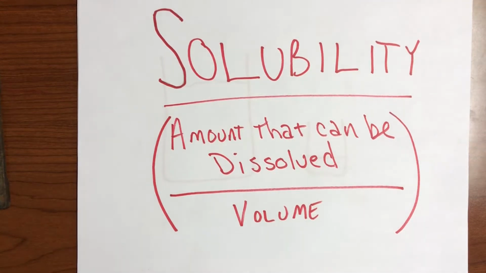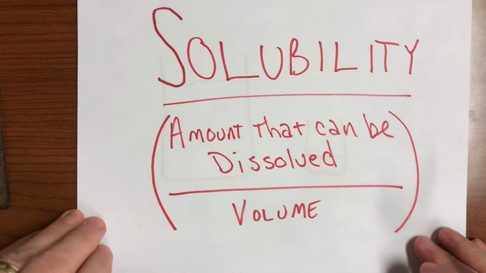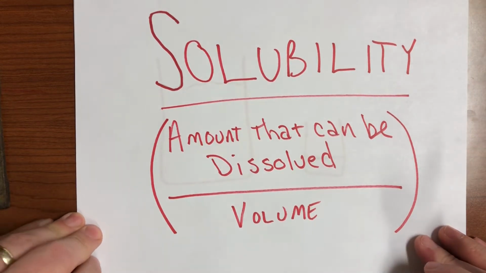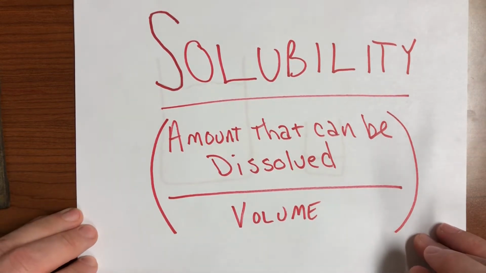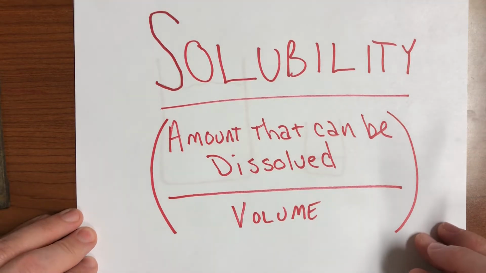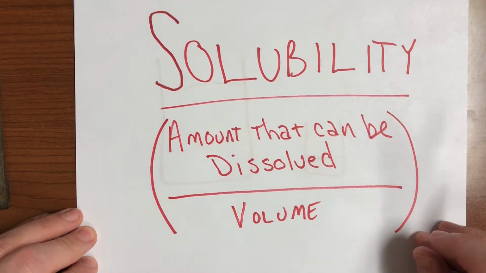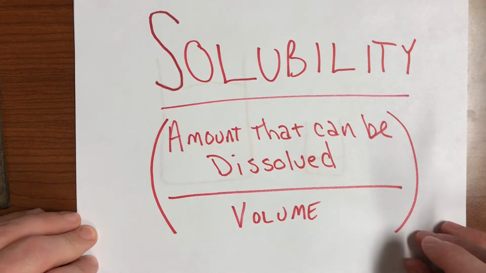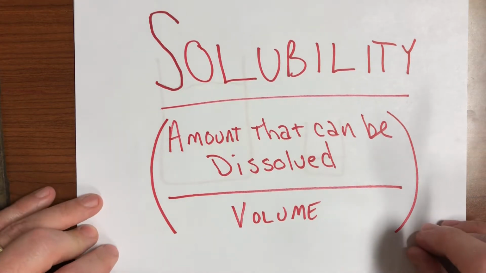Today we will be discussing the idea of solubility. Solubility is a measure of the amount of something that can be dissolved per volume of solvent. The way to think about this is just how much of something can dissolve depends on how much water you've got. If you're using water, I can dissolve more salt in something the size of the ocean than I could in a cup or into my bathtub.